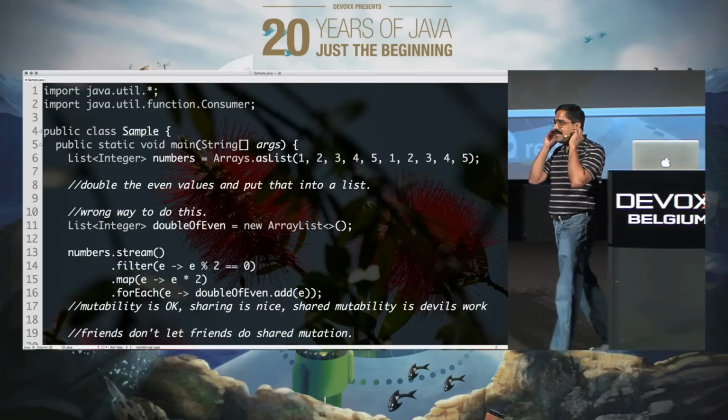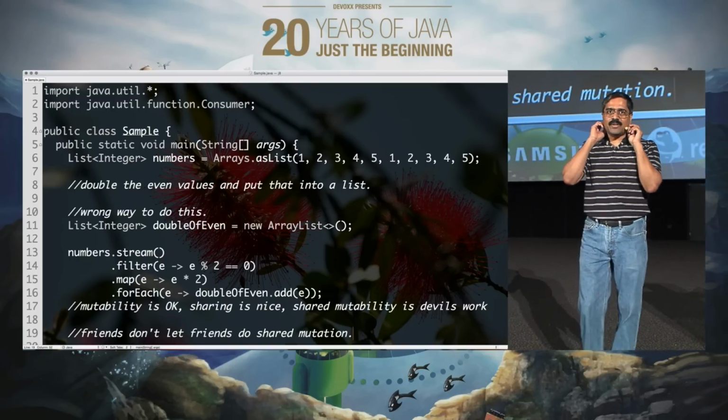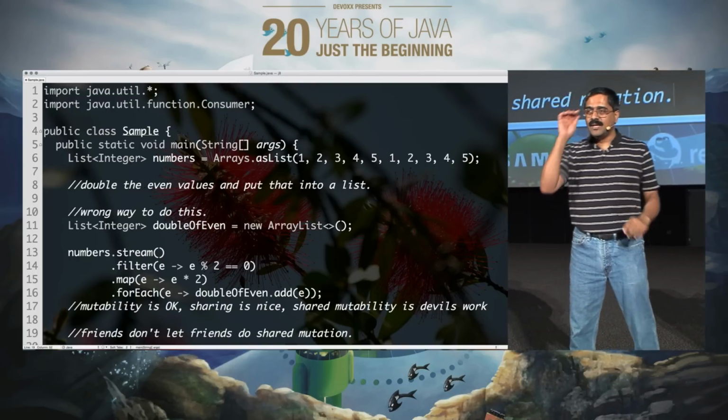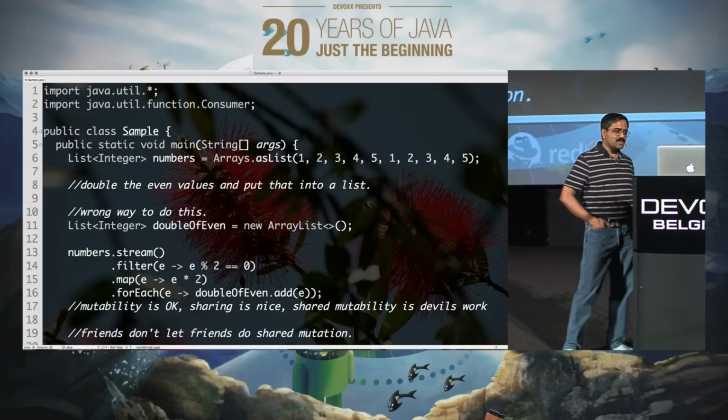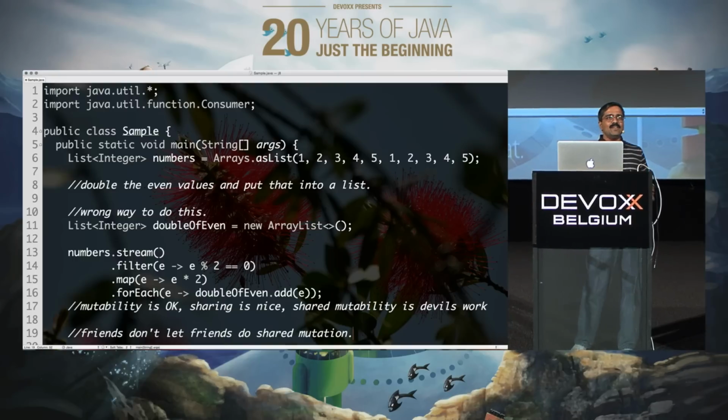So you should never allow anybody, right? If you ever see a brother or sister doing shared mutability, take them up alone and say, we shouldn't do this, right? Coach them to say, you should never do this. This is an evil thing to do.